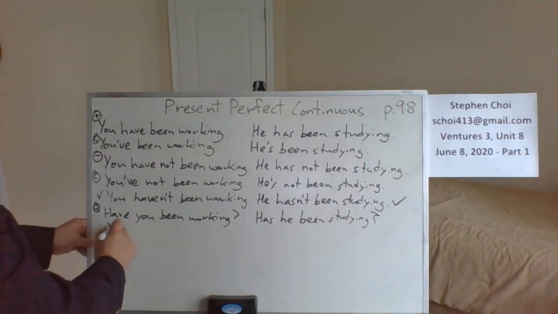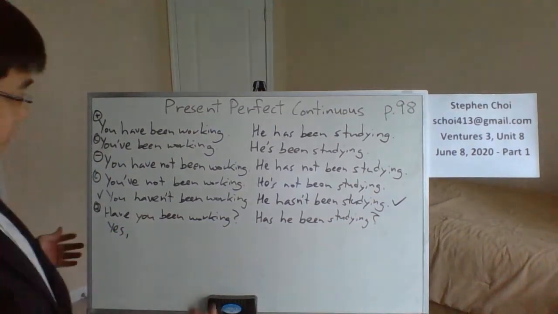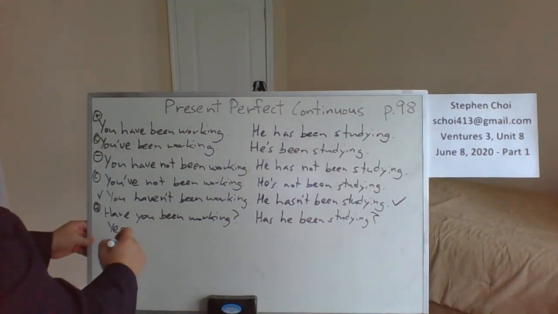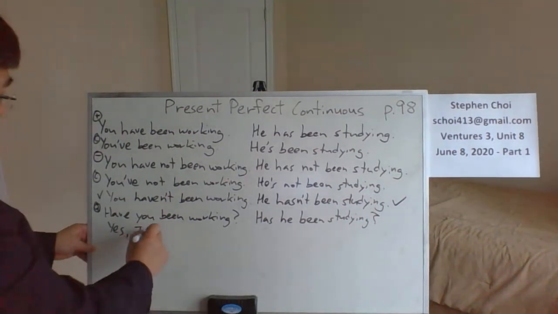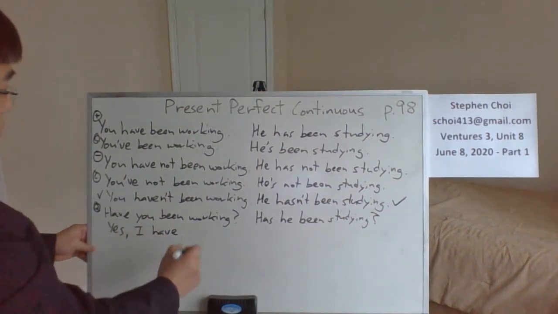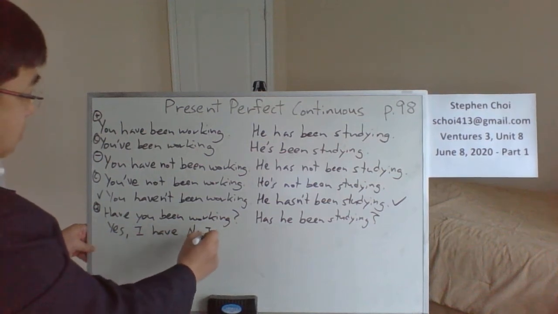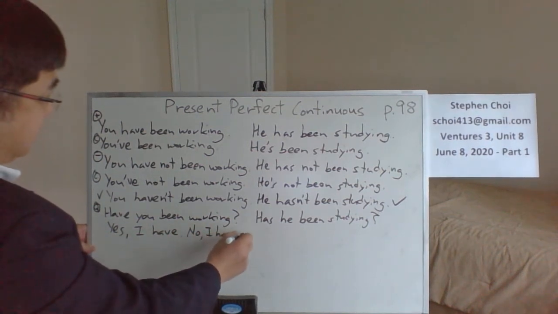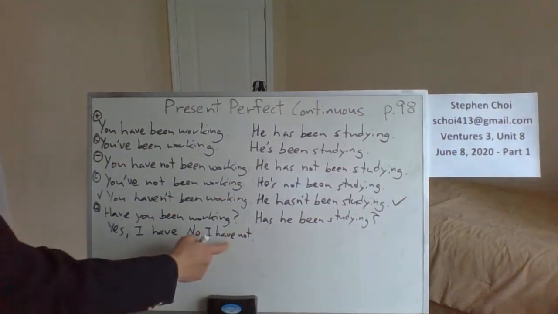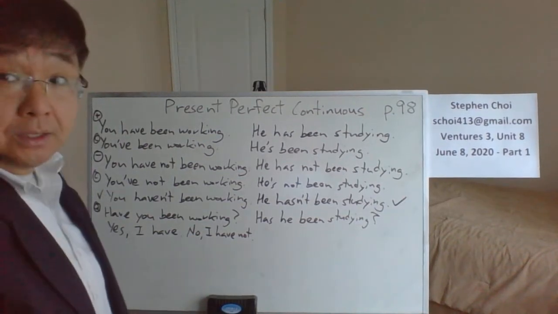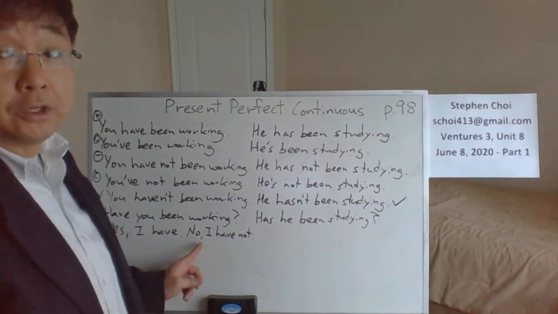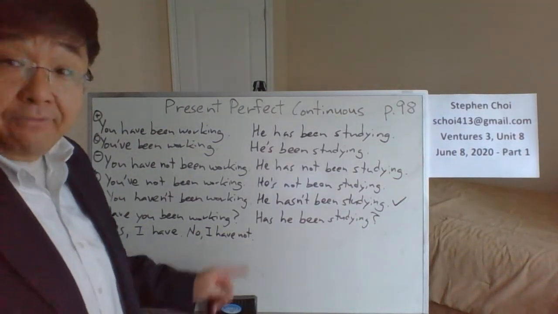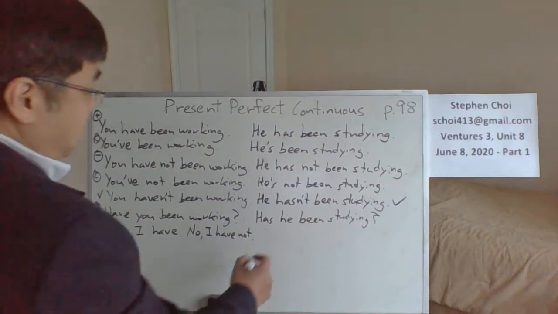Okay, and then how do you answer this? You can say yes. Okay, these are short answers. So have you? So you gotta answer I or we, right? Yes, I have. Or you say no, I have not. Okay, or you can contract that. No, I haven't. Okay, so yes, I have, or no, I have not, or if you contract, no, I haven't.